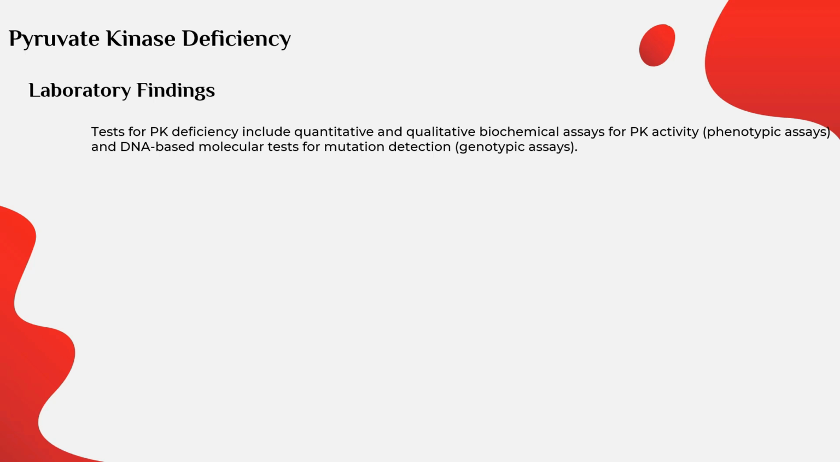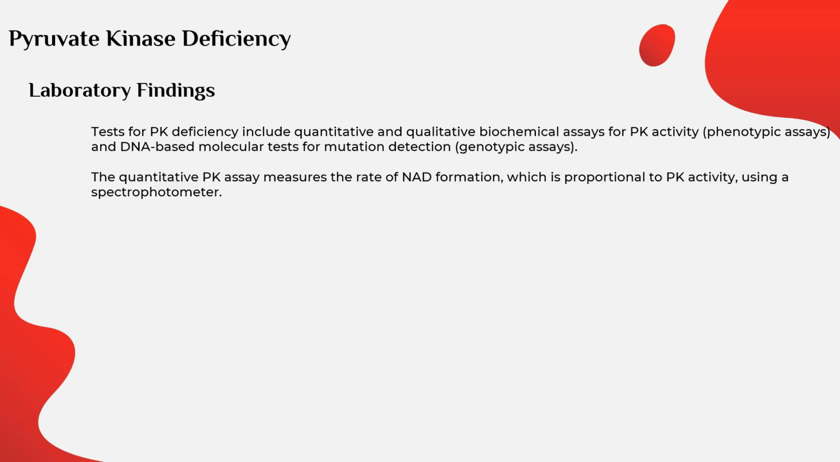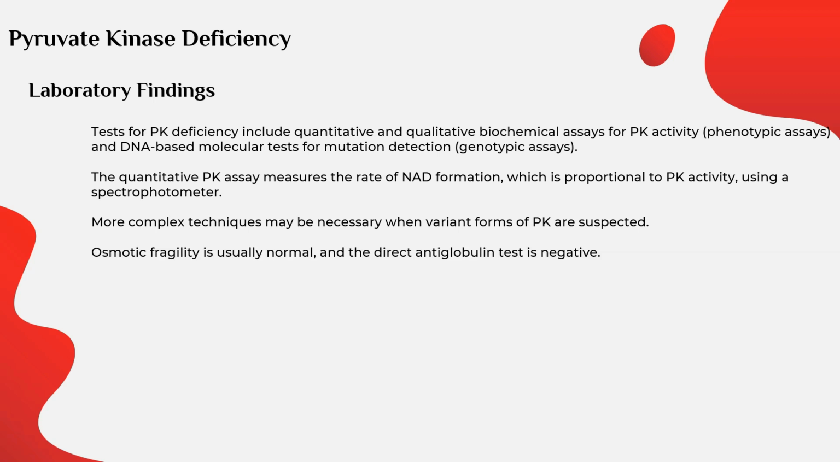The quantitative PK assay measures the rate of NAD formation, which is proportional to PK activity, using a spectrophotometer. More complex techniques may be necessary when variant forms of PK are suspected. Osmotic fragility is usually normal, and the direct antiglobulin test is negative.